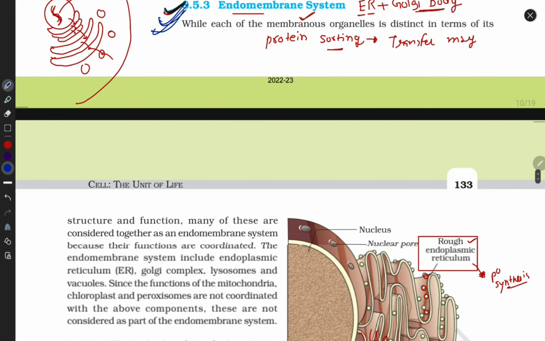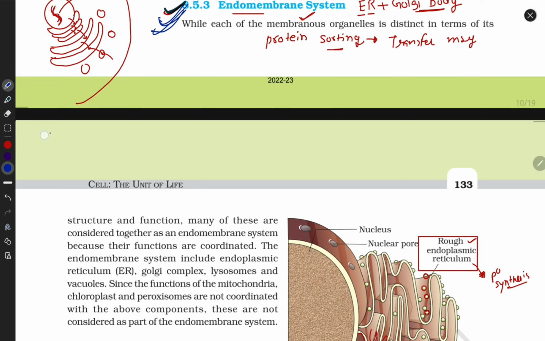Guys, this whole is the endocrine system. Means here is the game of message. The nucleus codes a message, they provide it towards the ER, and the ER provides the message to the Golgi apparatus.